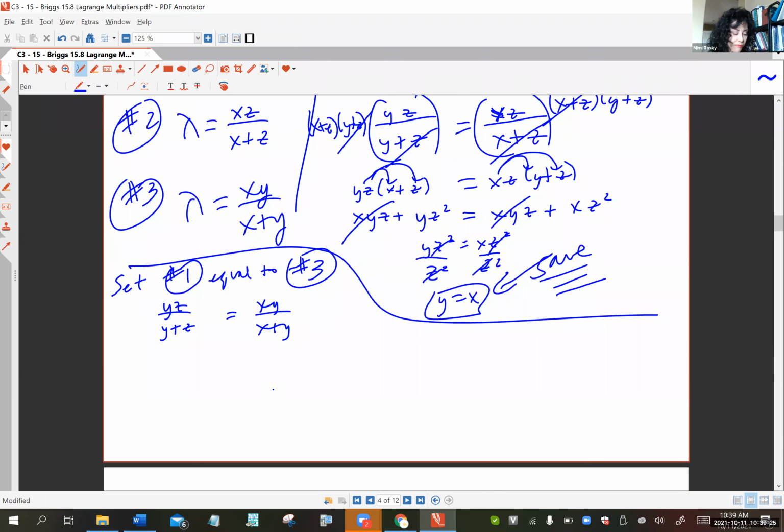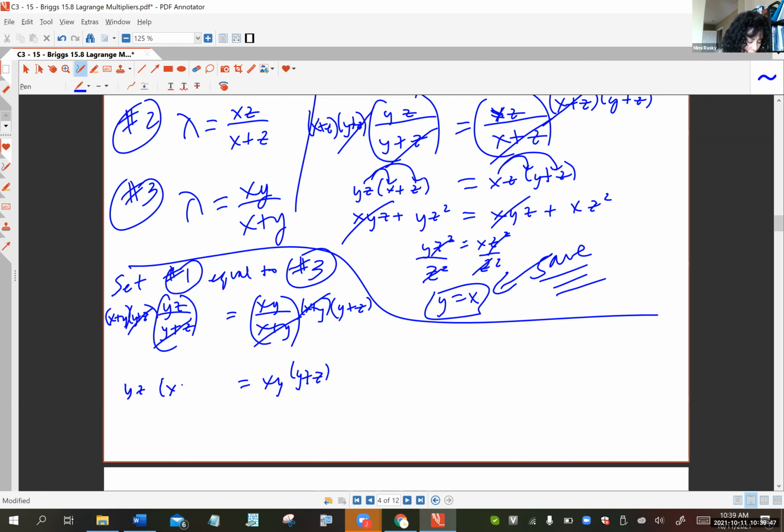Great. Doing the same thing as I did before, multiplying both sides of the equation by the LCD, if you will, to clear fractions. And then reducing, x plus y's cancel on the right. On the left, the y plus z's cancel. And then distribute to get rid of parentheses. So now I have xyz plus y squared z is equal to xy squared plus xyz.